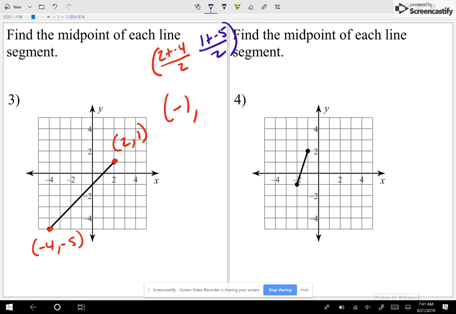What do you guys get for the y value? -4 divided by 2, -2. And that's pretty much it. Those are the coordinates of the midpoint. As a matter of fact, to show you guys, let me plot the point -1, -2.